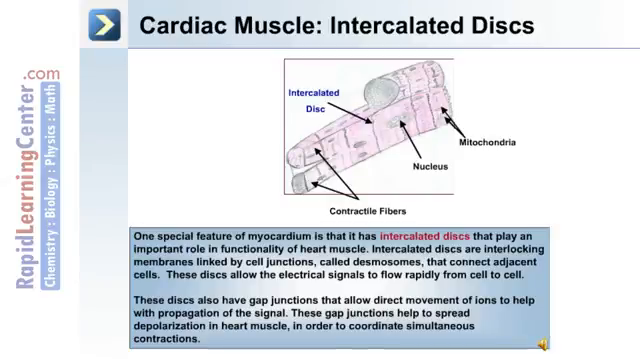They also have gap junctions that allow direct movement of ions to help with the propagation of the signal. The gap junctions help to spread depolarization in the heart muscle in order to coordinate simultaneous contractions.